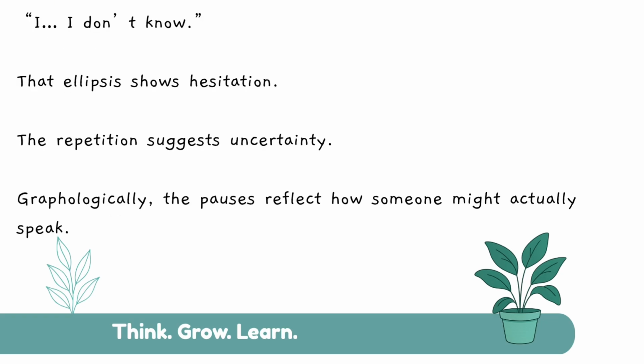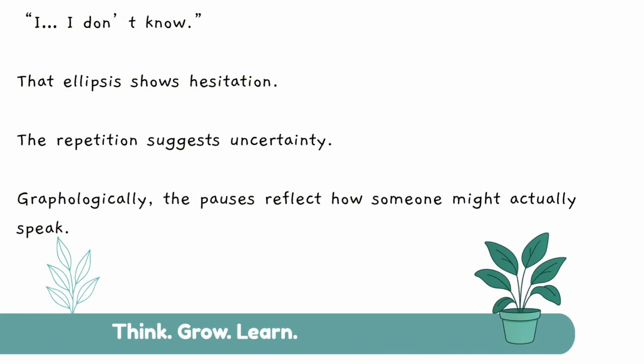So let's look at a quick example. It says, "I don't know..." That ellipsis shows hesitation. The repetition suggests uncertainty. Graphologically, the pauses reflect how someone might actually speak.